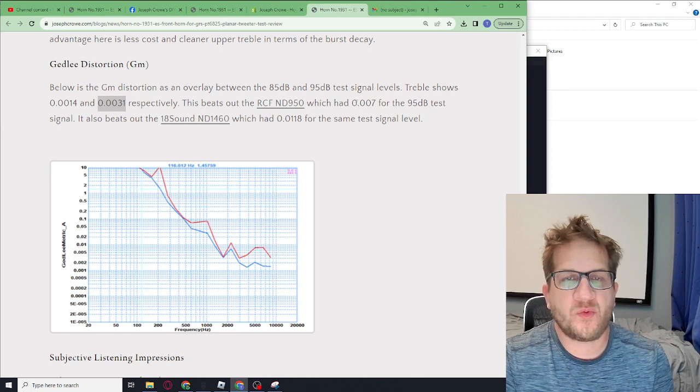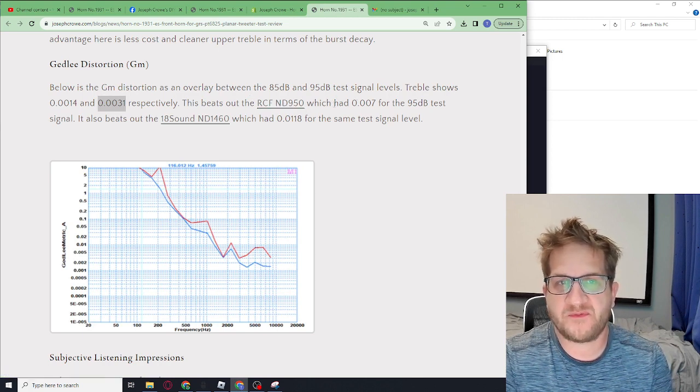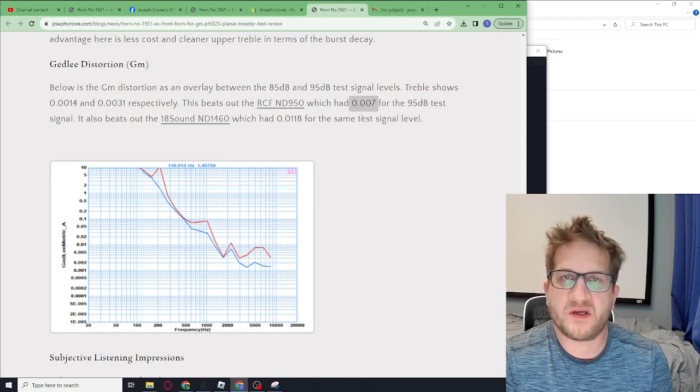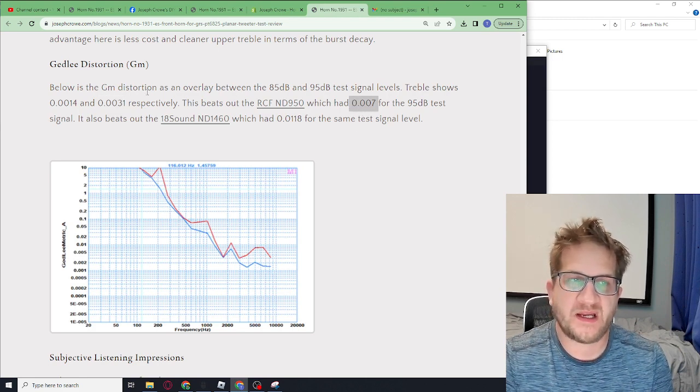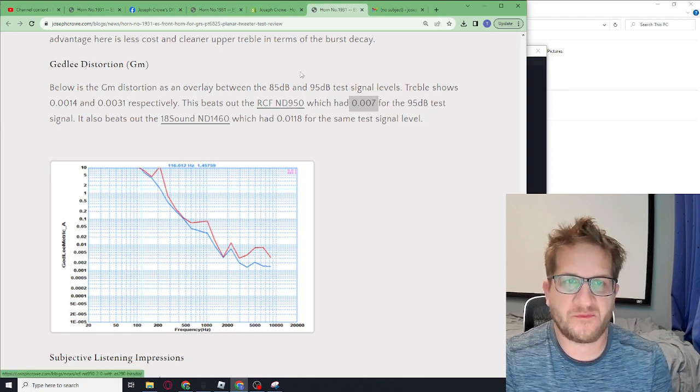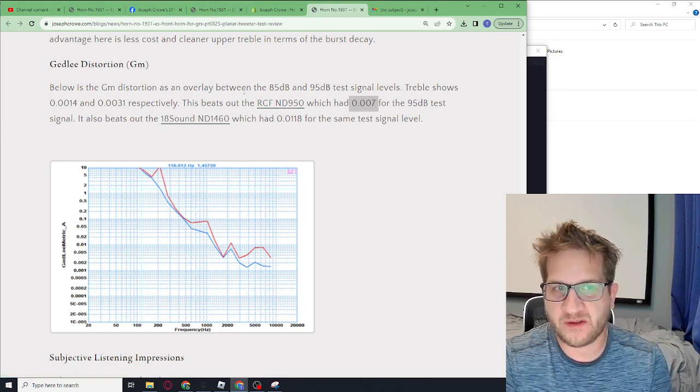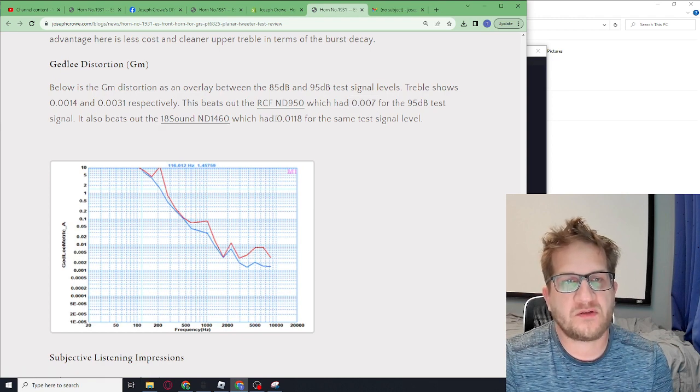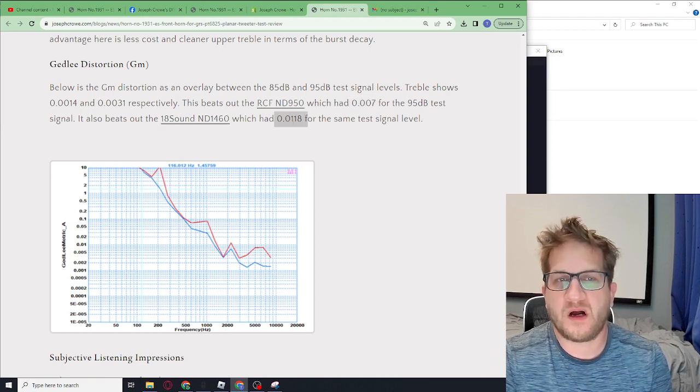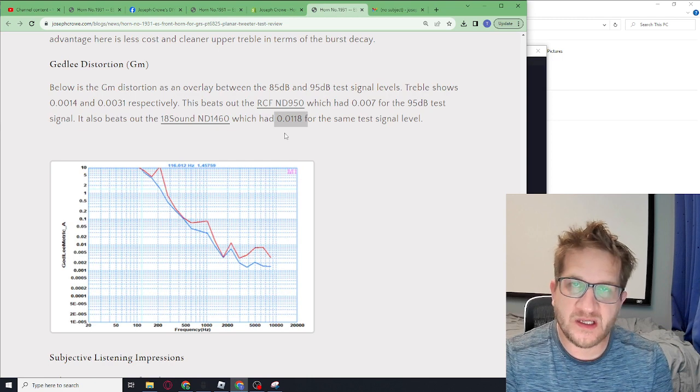0.0031. So the test result that I got with the RCF ND950 was 0.007. So basically the distortion is 50% that of the RCF compression driver. And then the 18 Sound was at 0.0118, so significantly higher GM distortion than this 1931 horn.